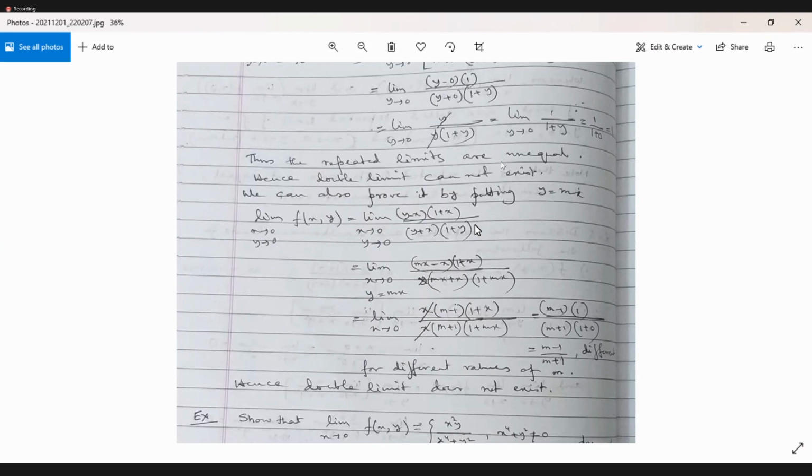The function is... No, that won't help. Suppose there is an extra x in the numerator: (y minus x) into (1 plus x) into x, over (y plus x) into (1 plus y). The function is this one into x. Suppose the function is like this.